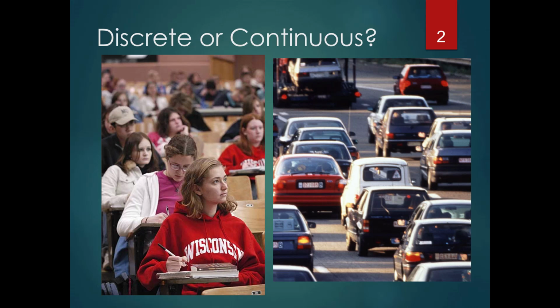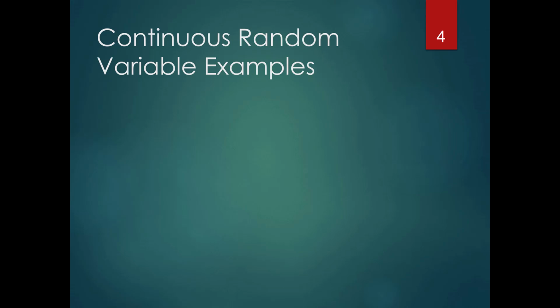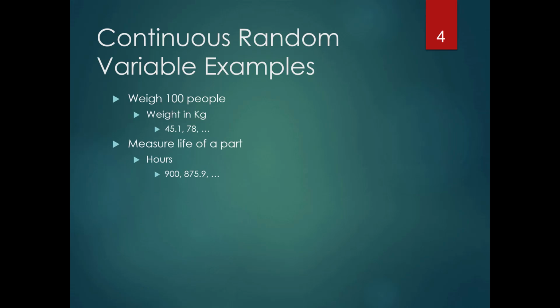things that can have a fractional value. So students and cars, that would be discrete. This chapter we're focused on continuous, so things like weight, GPA, sales, revenue. So a few examples: weigh 100 people, so the weight in kilograms might follow a continuous random distribution. Measure the life of a part, maybe a cell phone component, in hours. Or maybe you give a survey about the amount spent on food.